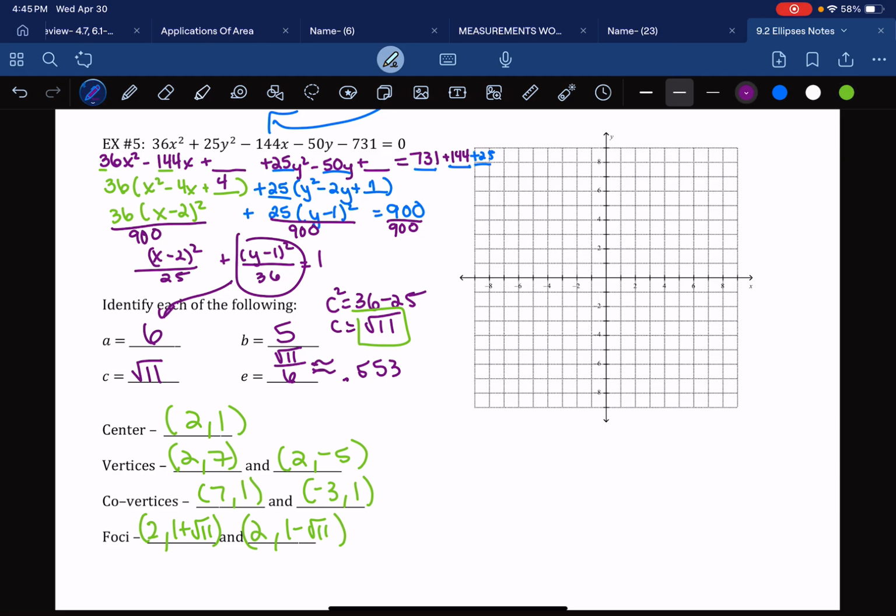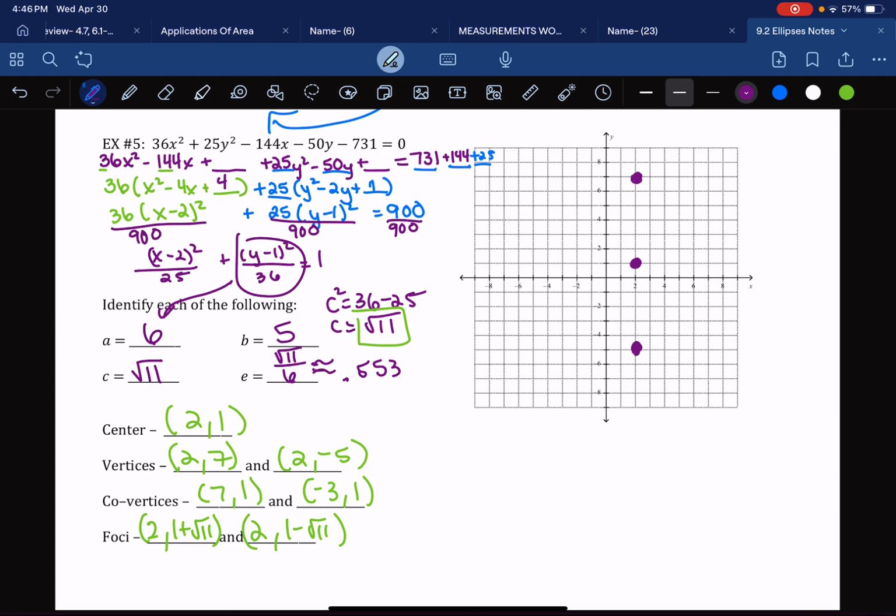All right, let's graph all that. Okay, center is 2, 1. Lovely. A is 6. So it goes up to 7. All right, and then it goes down to negative 5.